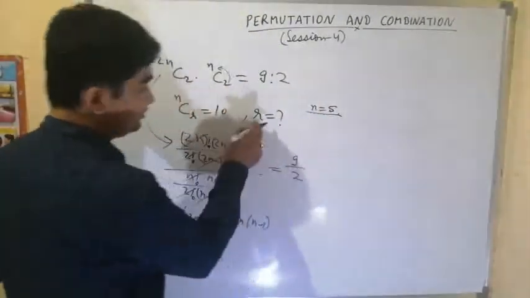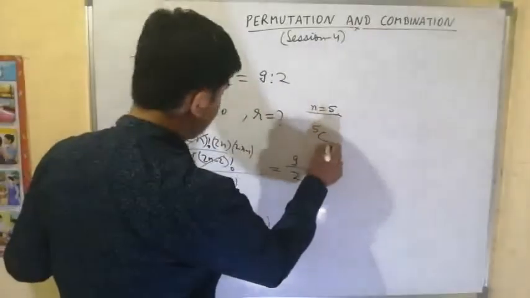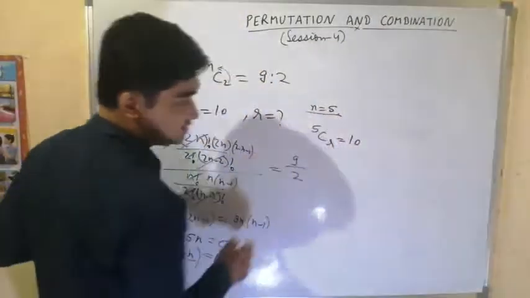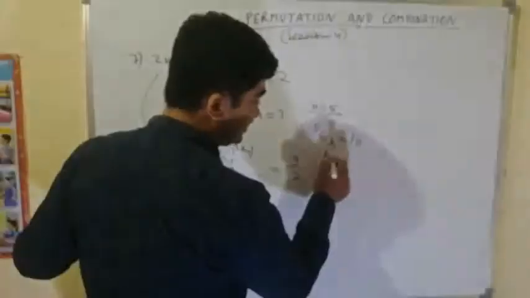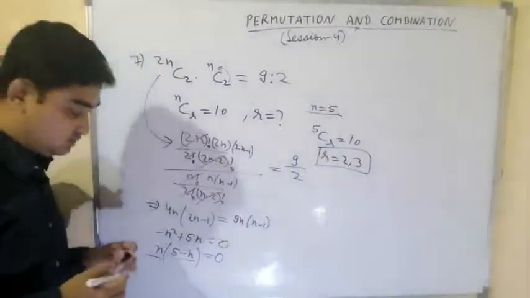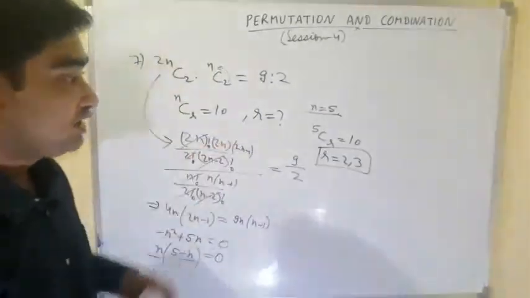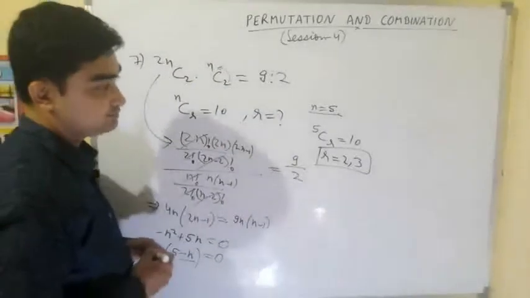But we have to find what is r. n is 5. So 5Cr is 10. Then what is r? There are 2 possibilities for r. r can be either 2 or 3. So there are 2 answers. Because 5C2 is also 10, 5C3 is also 10. So answer is either 2 or 3.